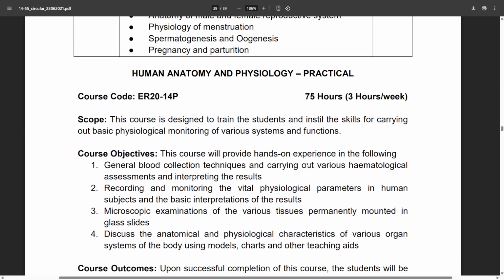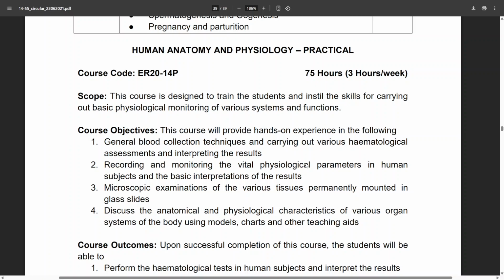Human anatomy and physiology practical. Course scope: this course is designed to train the students and instill the skill for carrying out basic physiological monitoring of various systems and functions.